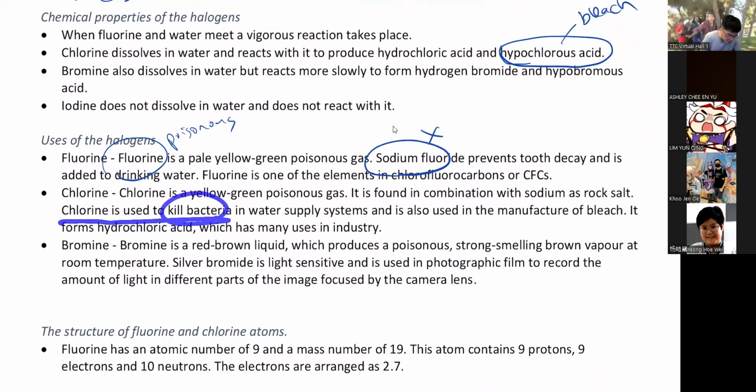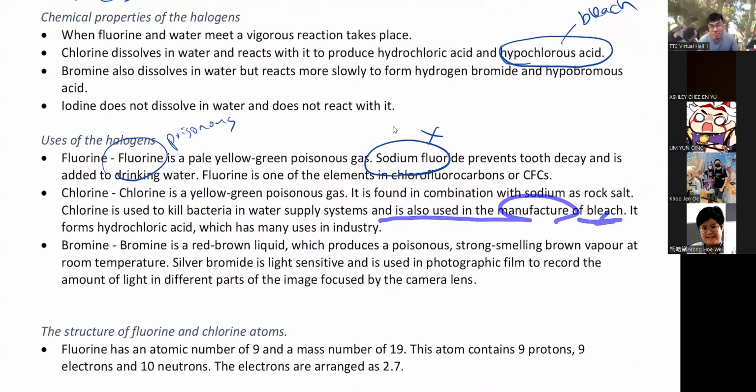Chlorine is used to kill bacteria in the water supply system, right? You add chlorine in your water, and it's also used in the manufacture of bleach. Bleach 就是漂白水，漂白水就是用 chlorine 做的. So it forms hydrochloric acid, which has many uses in industry. So chlorine is very useful, guys. Chlorine is very useful. Our water has it, right?